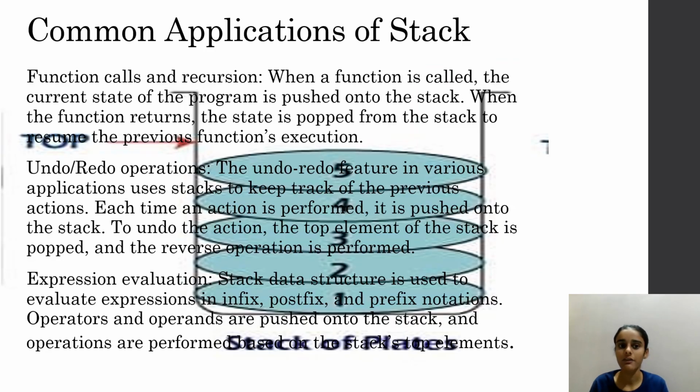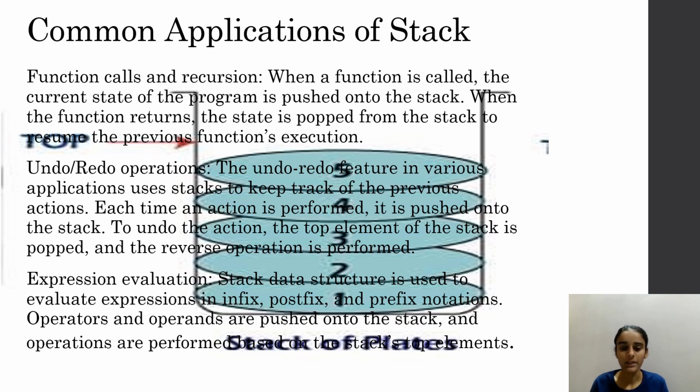Common applications of stack. Function calls and recursion. When a function is called, the current state of the program is pushed into the stack. When the function returns, the state is popped from the stack to resume the previous function's execution.